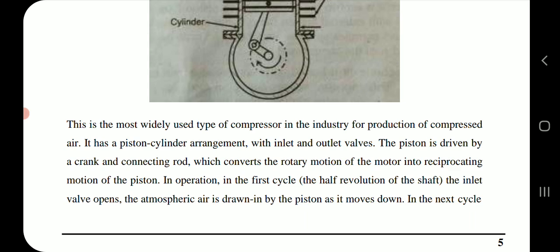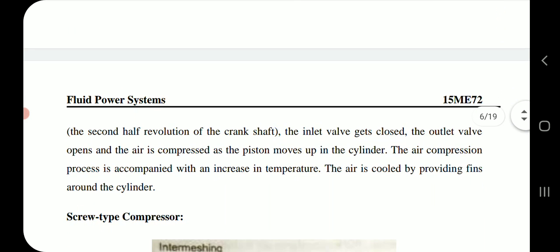motion of the piston. In operation, in the first cycle, the half revolution of the shaft, the inlet valve opens, the atmospheric air is drawn in by the piston as it moves down. In the next cycle, the second half revolution of the crankshaft, the inlet valve gets closed, the outlet valve opens, and the air is compressed as the piston moves up in the cylinder. The air compression process is accompanied with an increase in temperature. The air is cooled by providing fins around the cylinder.